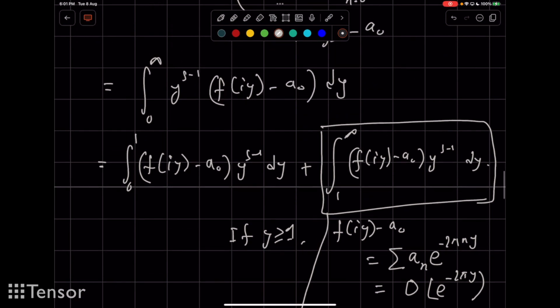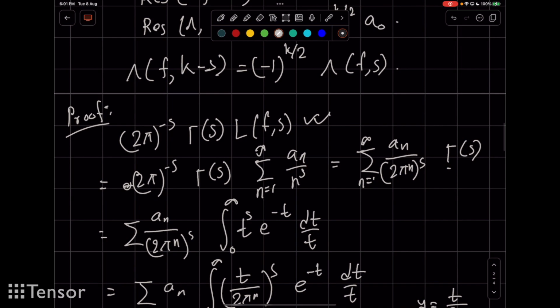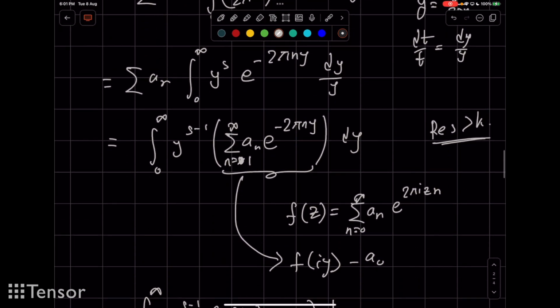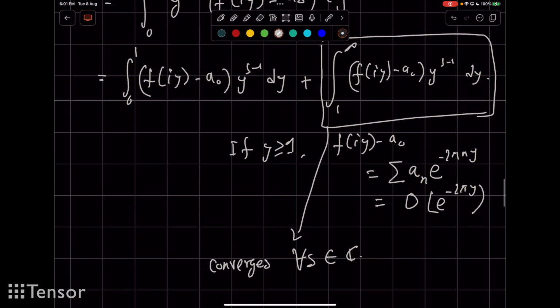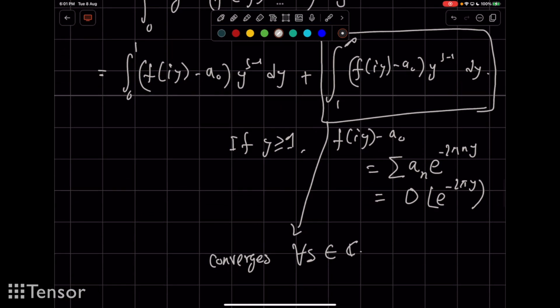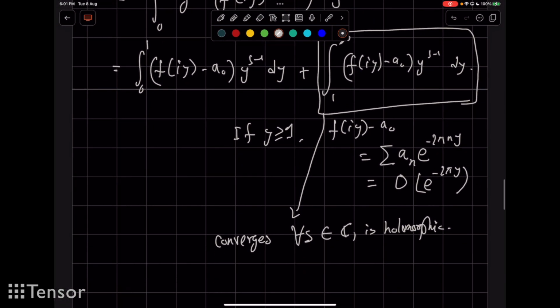Although while writing this term we assumed that the real part of s is greater than k, we found that it can be written as two pieces, one of which converges for all s in the complex plane and is holomorphic. So this term is taken care of now.